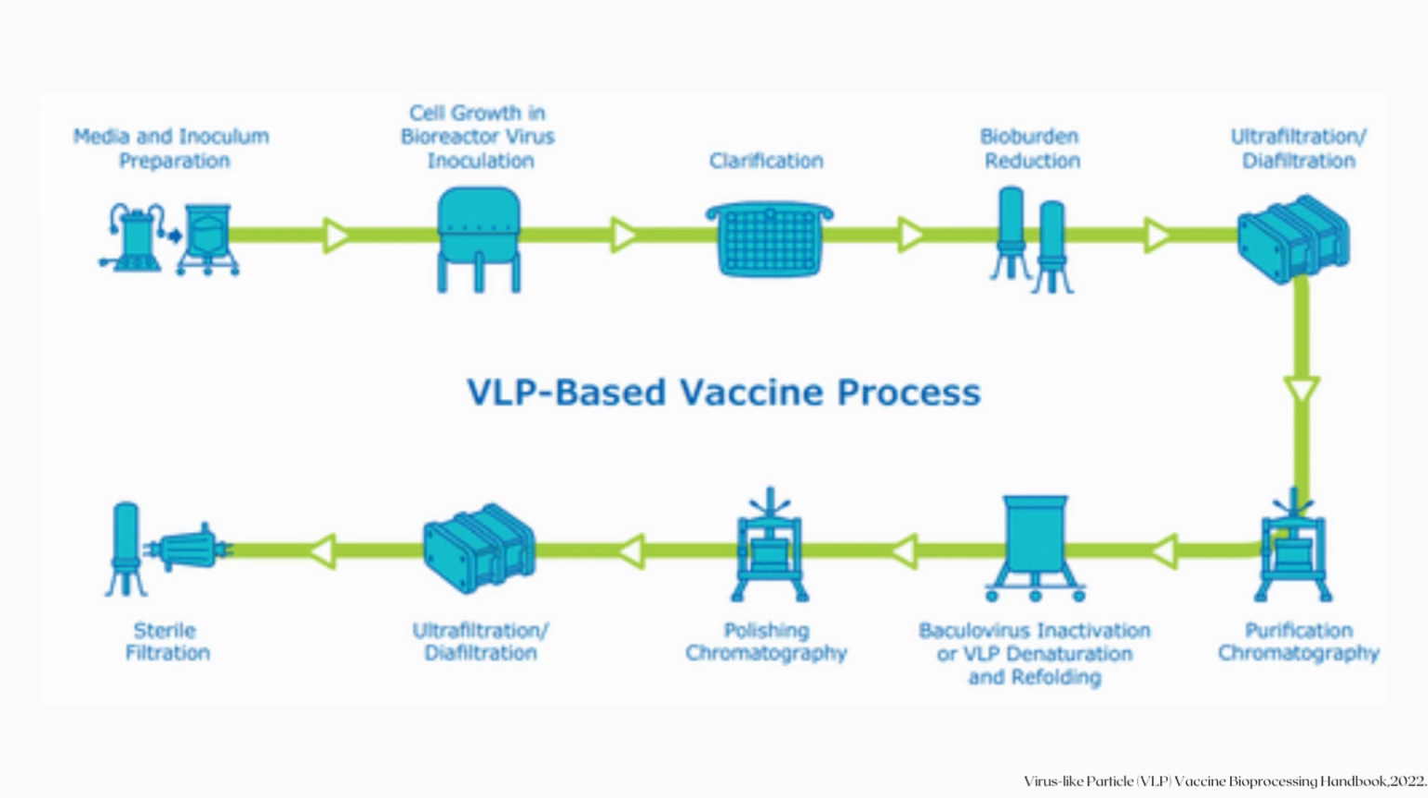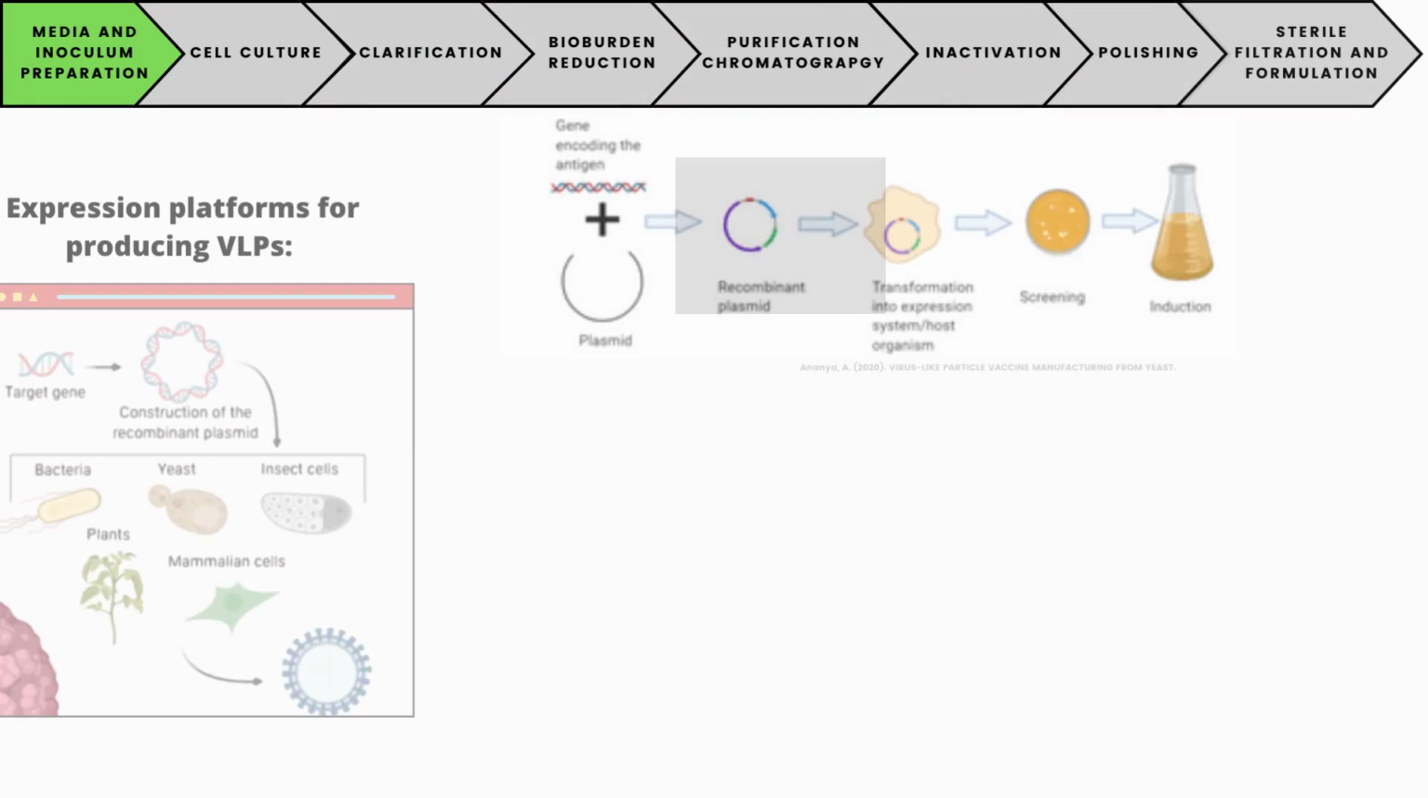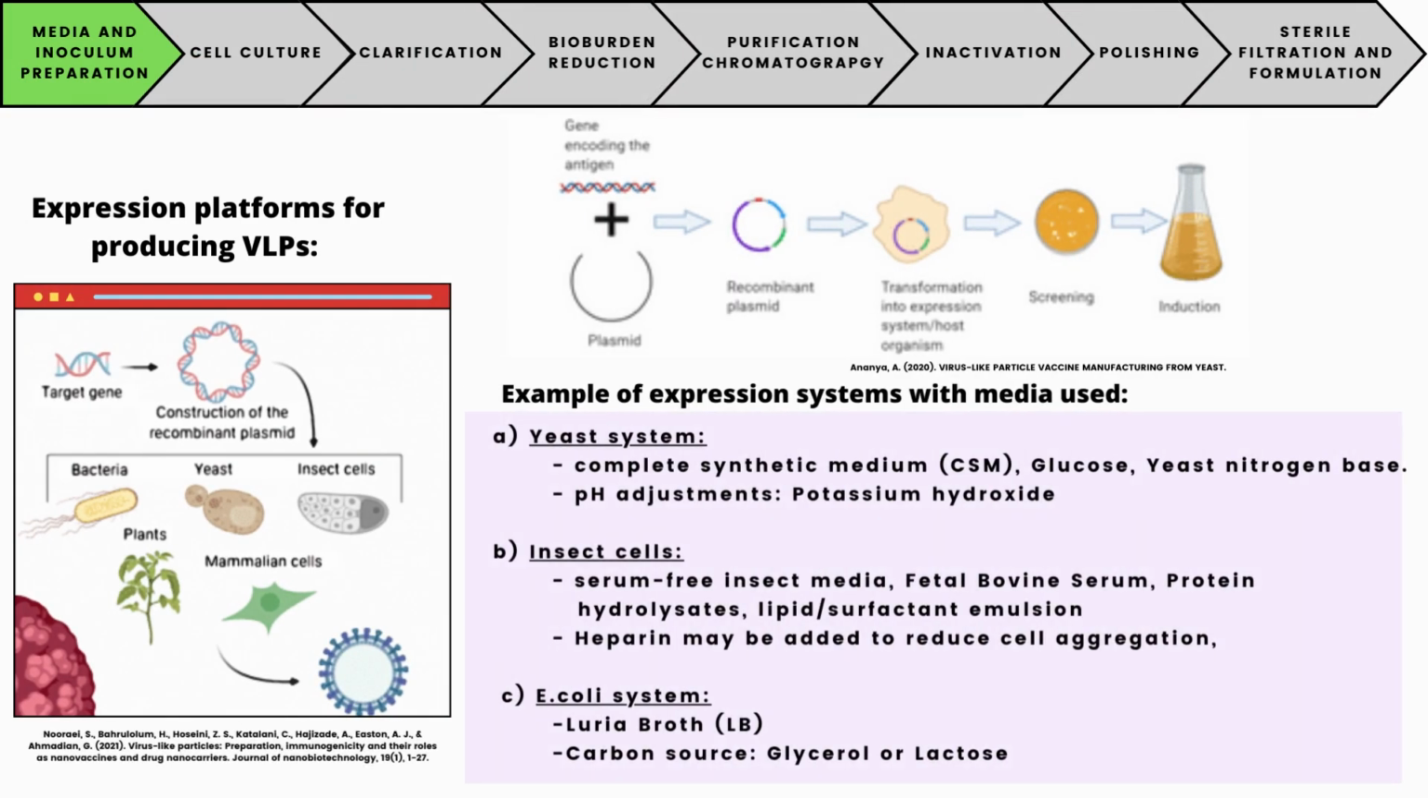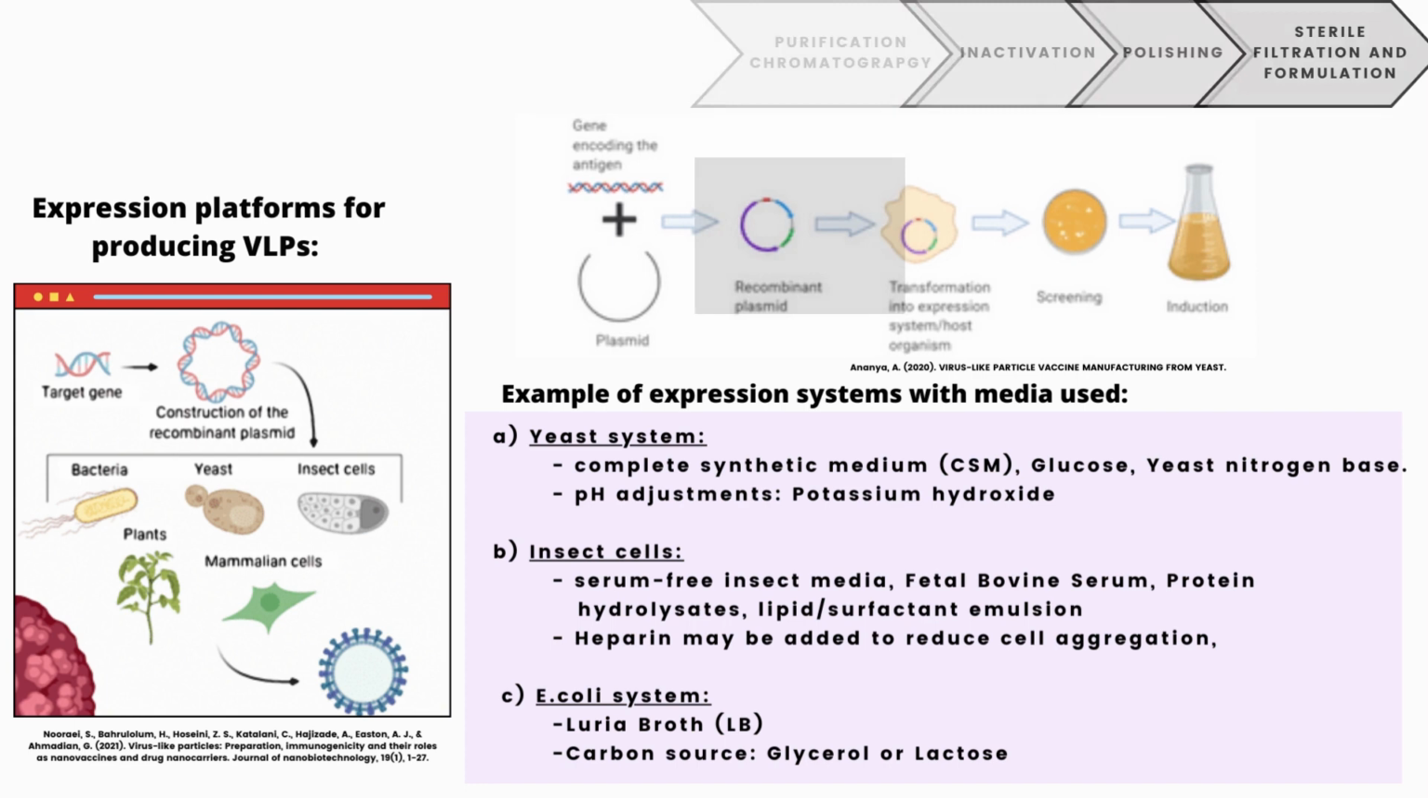The manufacturing process generally consists of three main sections. They are upstream and downstream processing, followed by formulation. The first step is cloning the viral genes of interest. The viral proteins can be expressed in various platforms such as bacteria, yeast, insect, mammalian, and plant expression systems.